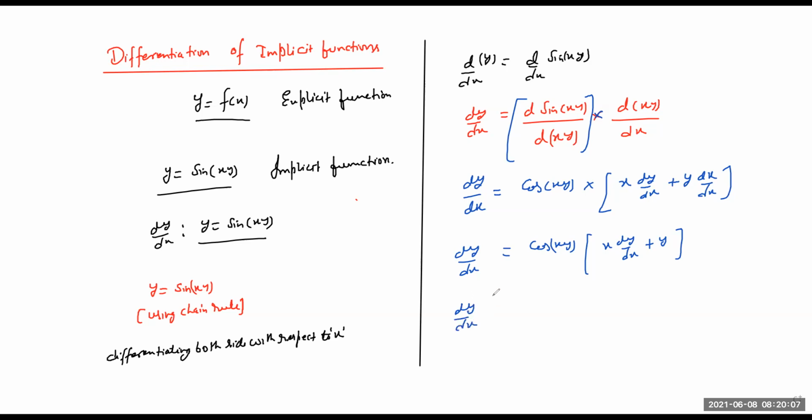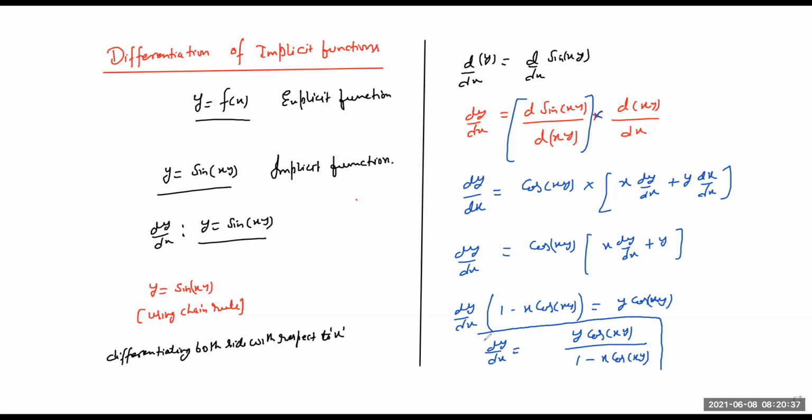So dy by dx, if I take it common, 1 minus x cos xy equals y cos xy. So dy by dx equals y cos xy divided by 1 minus x cos xy, and this is our answer.